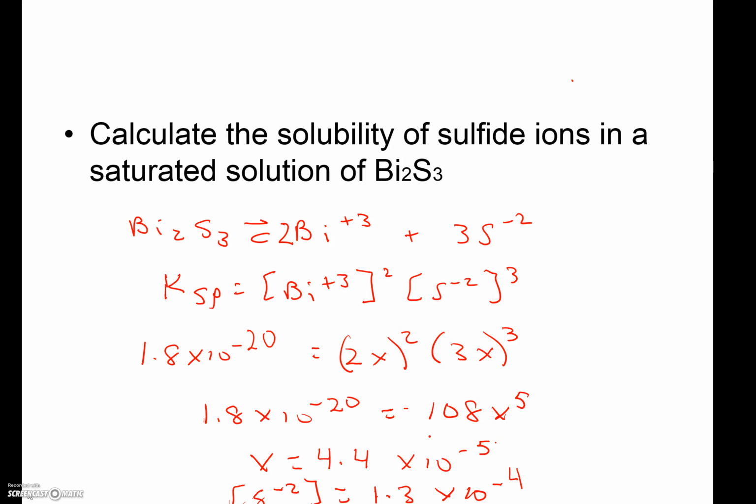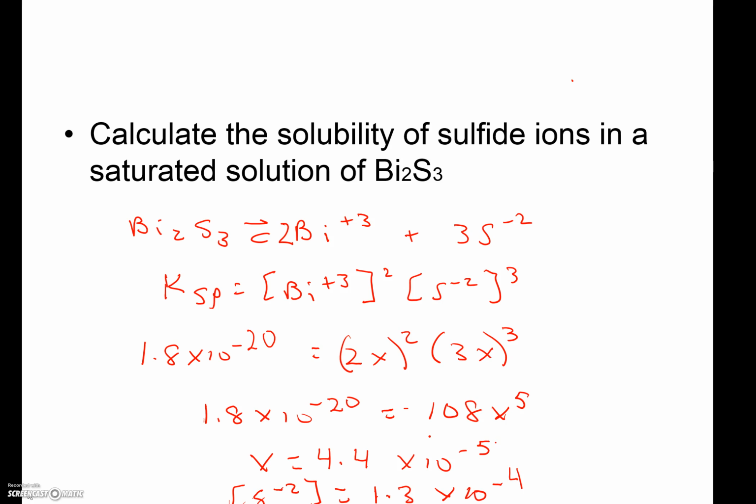Now we're going to plug in our values for our bismuth ion and our sulfide ion. But since we don't know them, we're going to have to plug in X values. For every 1 mole of bismuth sulfide that dissolves, we're going to get 2 moles of bismuth ions. So we'll plug in 2X for our bismuth ion concentration. And for every 1 mole of bismuth sulfide that dissolves, we get 3 moles of sulfide ions. So we're going to plug in 3X for our sulfide ion concentration.